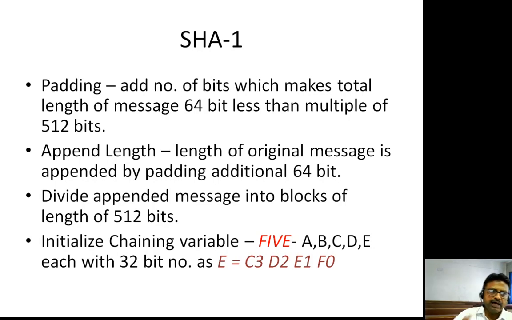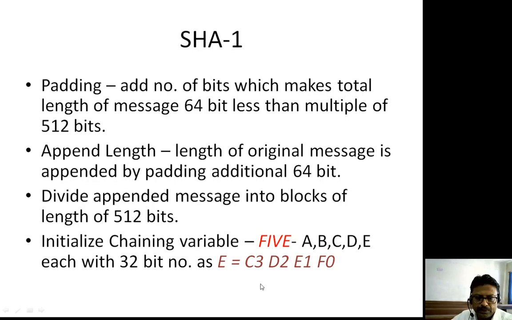So now we have the original message plus padding bits plus the 64 bits representing the original length of the message. Then the third step in MD5 was to divide the appended message into blocks of 512 bits. The same operation is also performed in SHA1. So all these three operations, padding, appending length, and dividing into blocks of 512 bits, are the same as what is done in MD5.